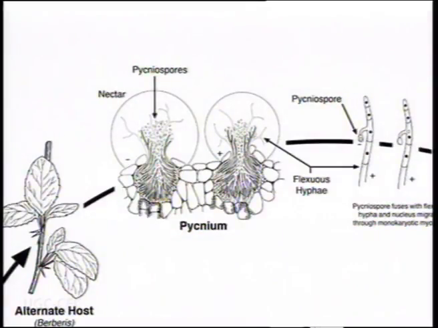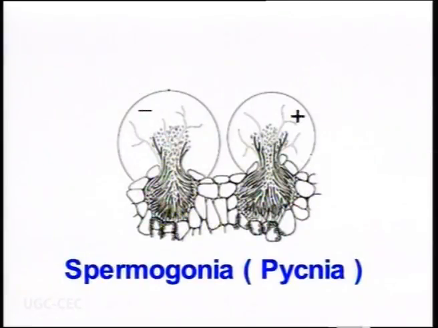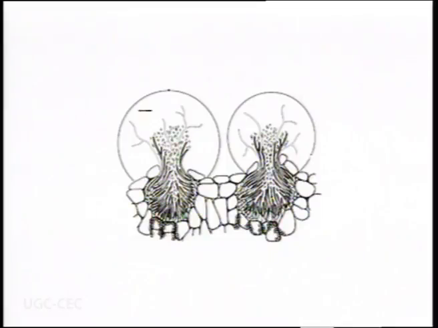In the spring, each basidiospore germinates on the surface of the barberry leaf in the presence of moisture, forming a cylindrical germ tube. The germ tube penetrates the epidermis directly and branches freely, forming a haploid monokaryotic, that is uninucleate, intercellular mycelium, depending on the strain of basidiospores. The mycelium may be either of minus or of plus strain.